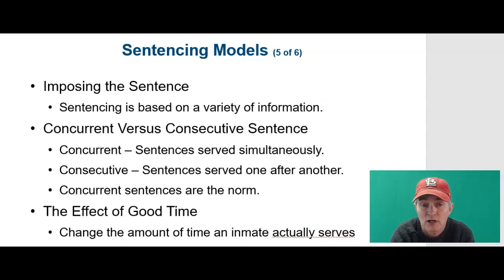And as you can imagine, especially in an overbloated criminal justice system, concurrent sentencing is the norm. And then, of course, we have to take into effect the effect of good time. This is where if an inmate follows the prison rules, then they may accrue days that reduce their prison sentence, so getting out before the full term of their sentence.